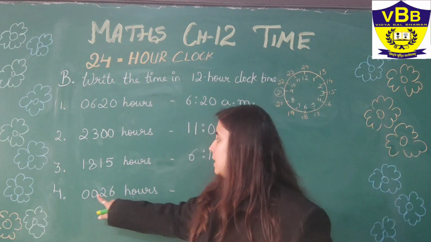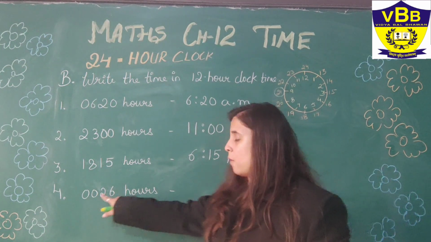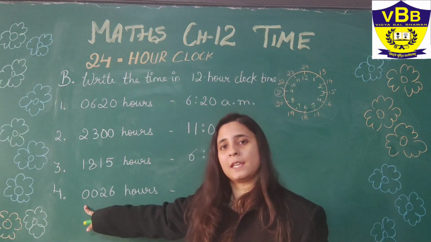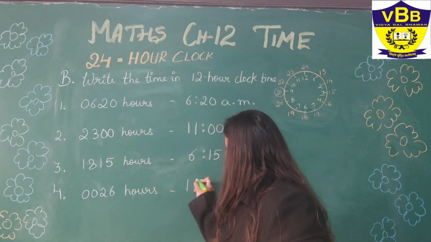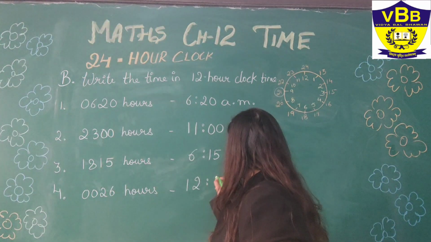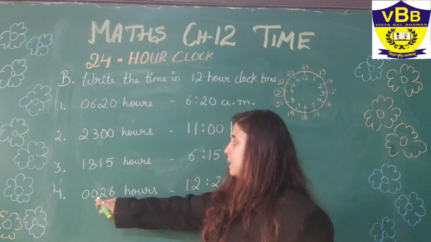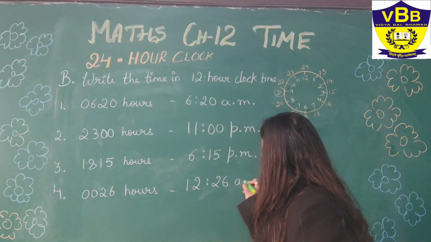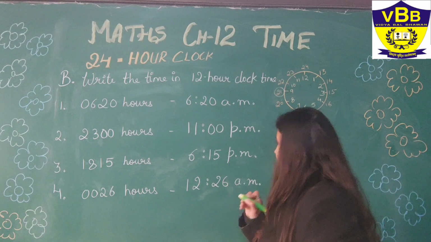Now it is 0026 hours. Just now we have discussed that 00 means 12 at the midnight. So that means we will write 12 and 26 minutes. So it will become 12:26. 00 means it is in the midnight time. So it will become AM.